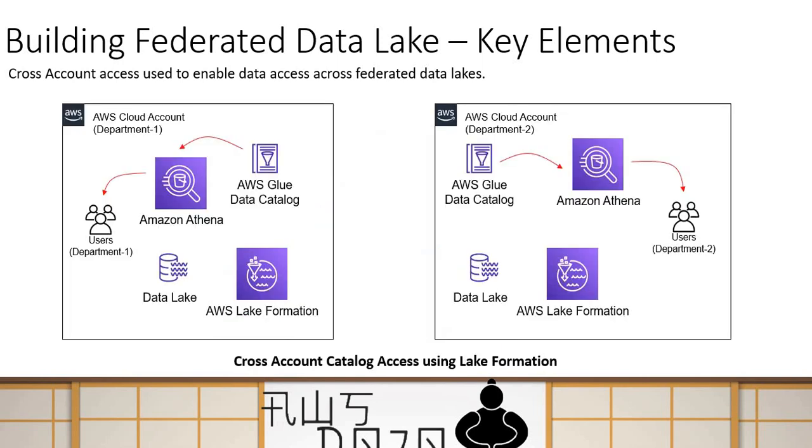For instance, let's take a scenario where there's a department 1 which has its own data lake. Department 1 users can, in this example, I'm using Athena as an example, use Athena to access their own data lake. Then there are department 2 users who are also accessing data of their own Glue catalog of the data lake using Athena, and all these local access permissions are managed by, for instance, AWS Lake Formation in both cases.